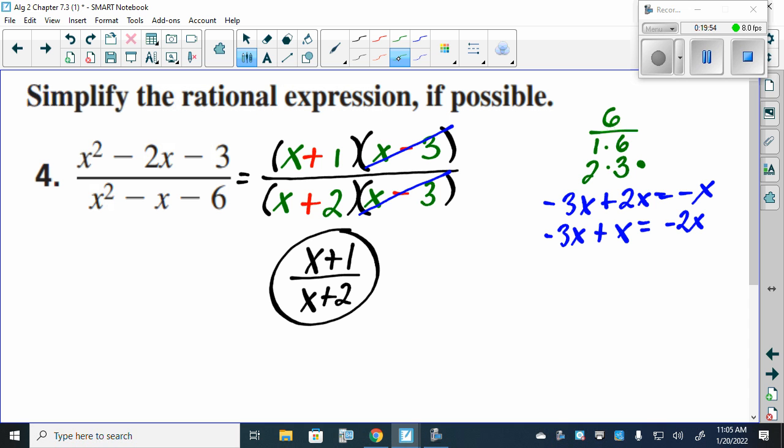What would the restrictions be here? X cannot equal what? -2 or +3. Because the x plus 2, because -2 plus 2 would be 0. And x minus 3, well, 3 is going to make that 0 because 3 minus 3 is 0. Any other questions on this here?